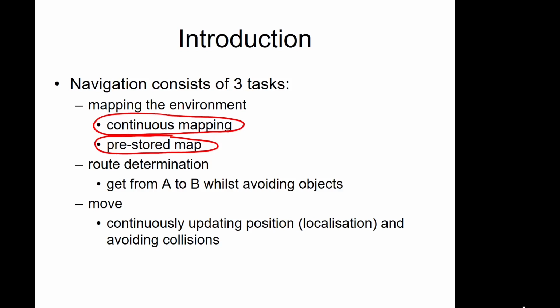Once you have that map, you can then go about determining what route you need to get through this environment. So ideally, you'll be wanting to go from location A to location B and avoid obstacles while doing that. So route determination will help you accomplish what is the best path to take.